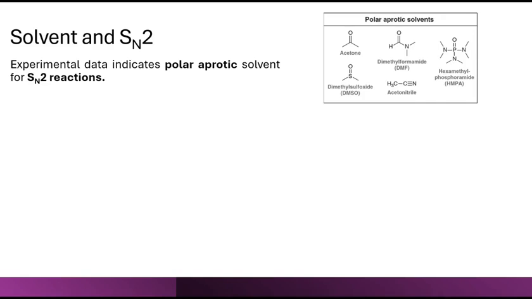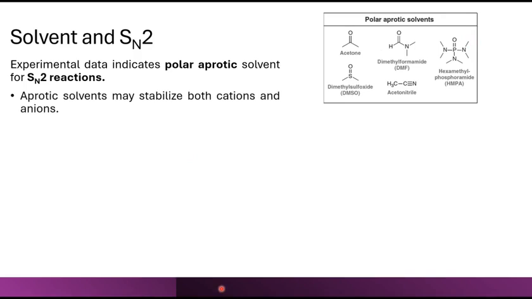Solvent and SN2. Experimental data indicates polar aprotic solvent is good for SN2 reactions. Polar aprotic solvents are those that cannot H bond. For example, acetone, dimethyl sulfoxide or DMSO, DMF, acetonitrile, and HMPA. You're shown the structures here of all of those polar aprotic solvents.